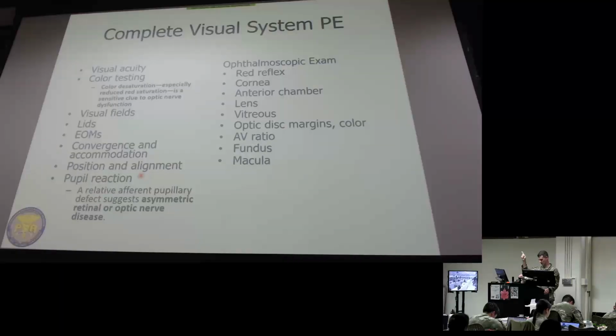Up, up. And then pupillary reaction. And then we have the relative afferent pupillary defect. That's a Marcus Gunn pupil, right? Brought a knife to a gunfight. Asymmetric retinal or optic nerve disease. And then ophthalmoscope. Get good at that.